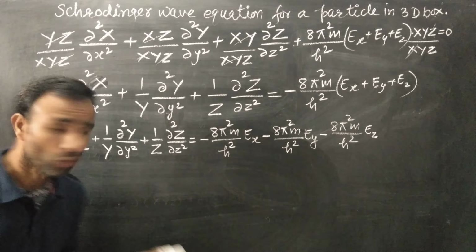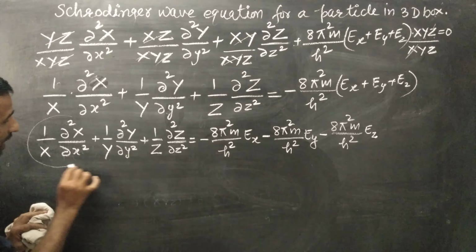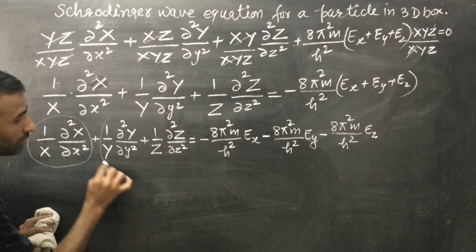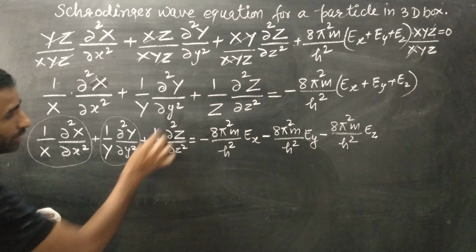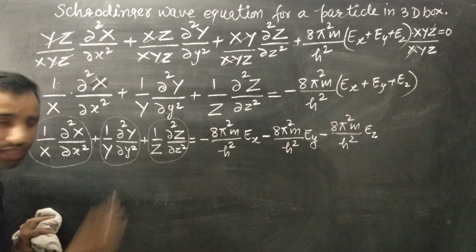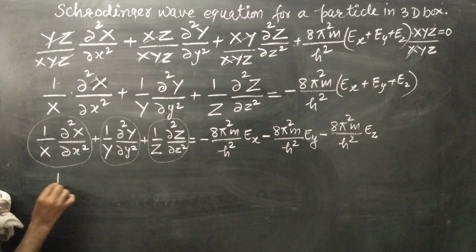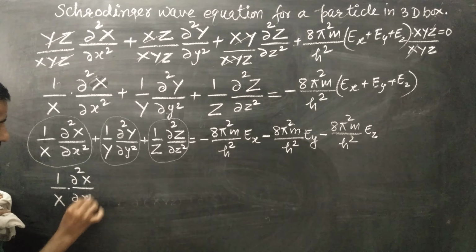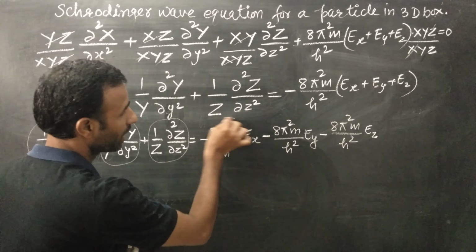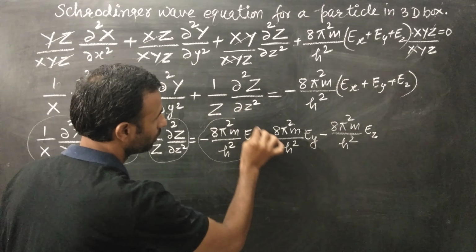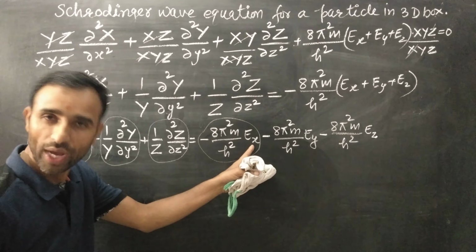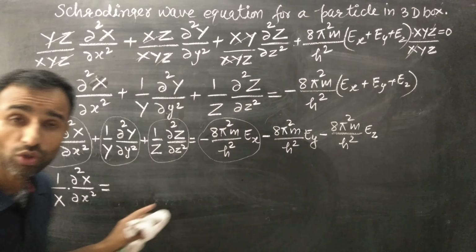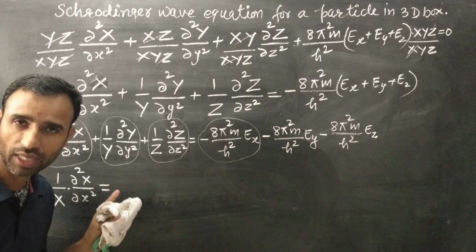Right? Now see, this part depends on x only. This part depends on y only. This part belongs to z only. So this 1 upon x into del square x upon del x square, see, this part belongs to x. This part belongs to y. This part belongs to z. So there are 3 independent variables x, y and z.